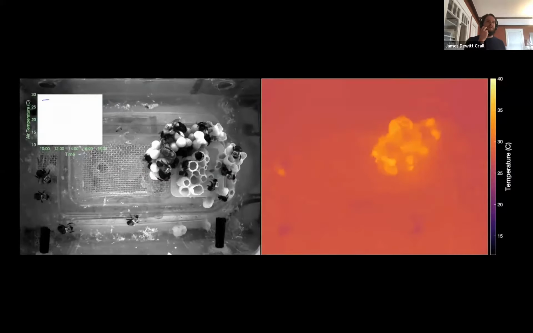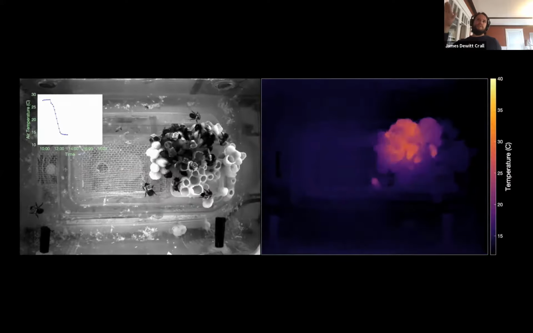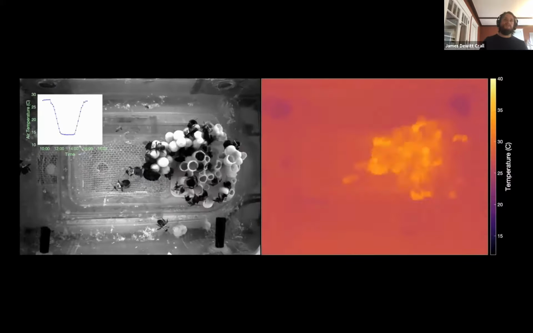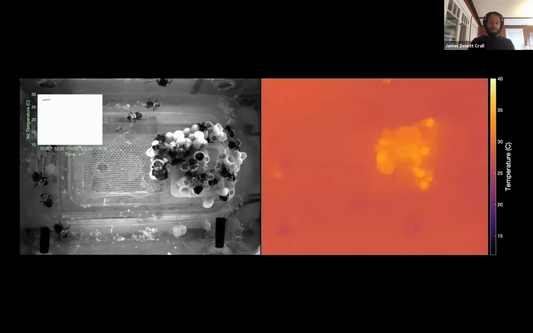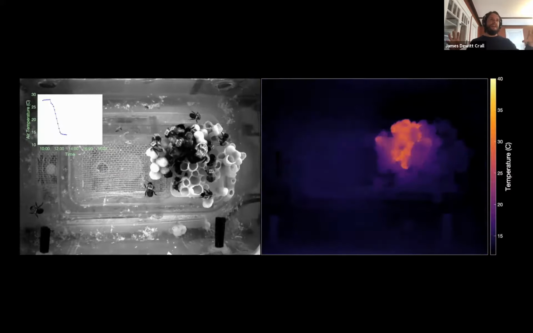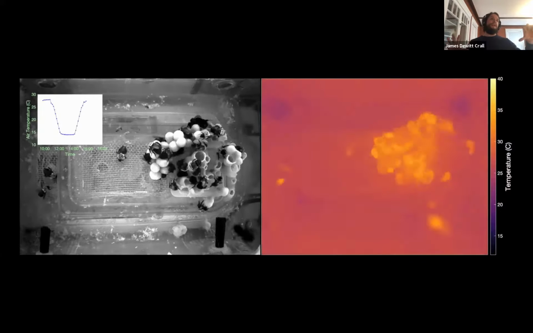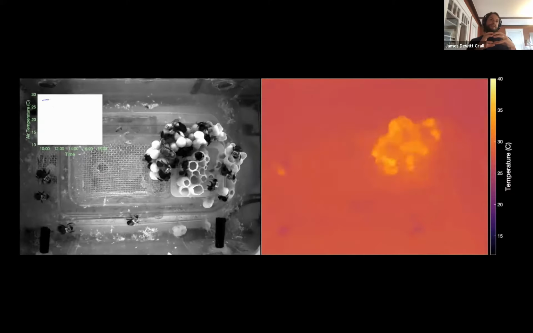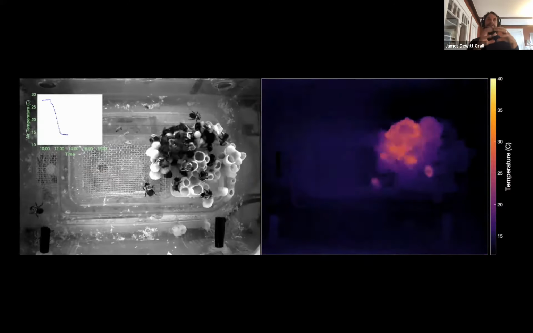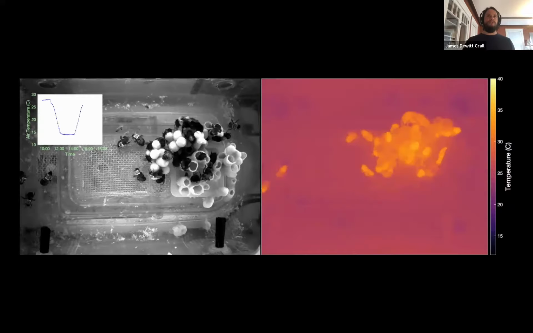This is an example of a colony experiencing one of these transient cold stresses, where for a few hours we drop the temperature within colonies. You can see activity dropping a little bit, them clustering toward the center of the nest, and also lots of active heat production directly on the brood.